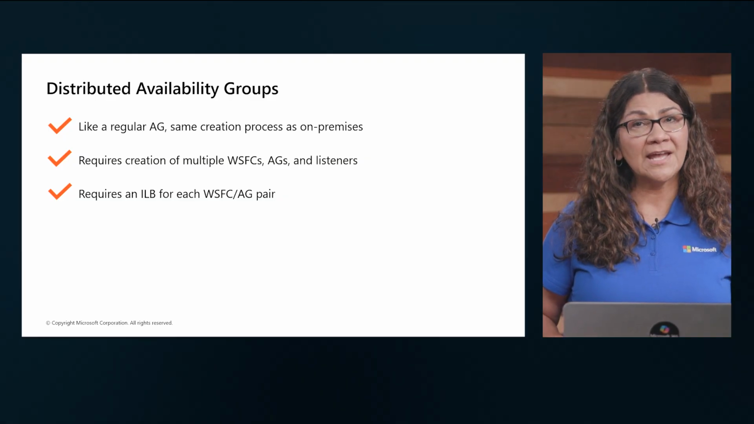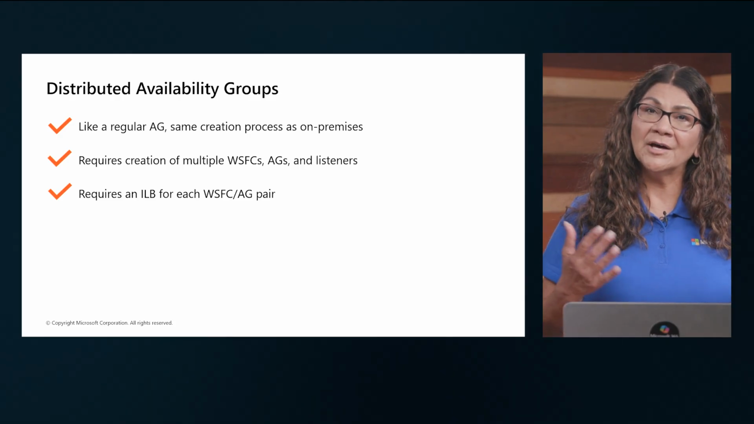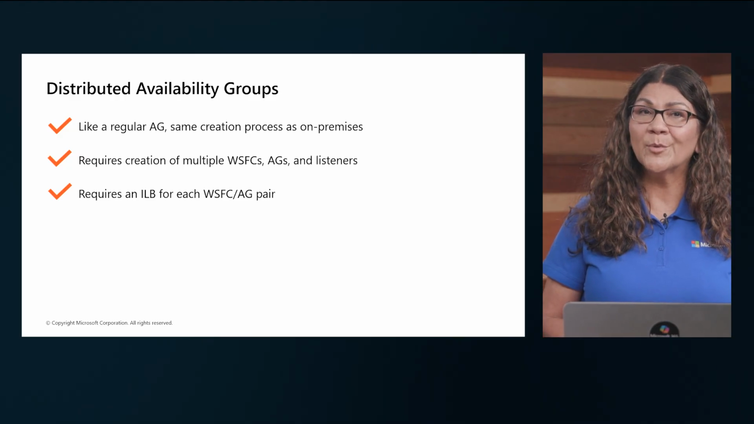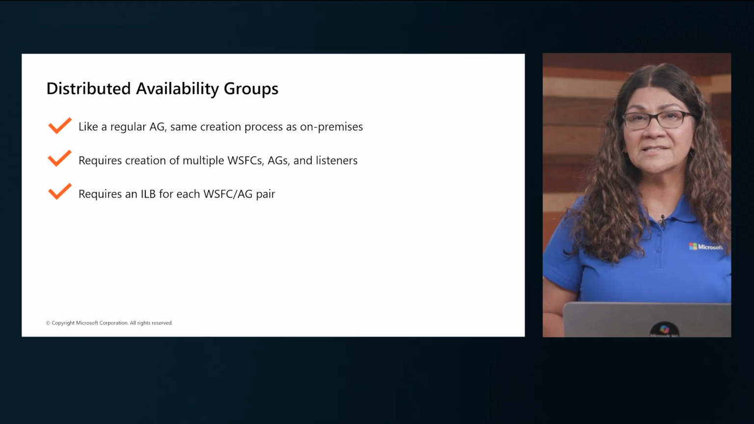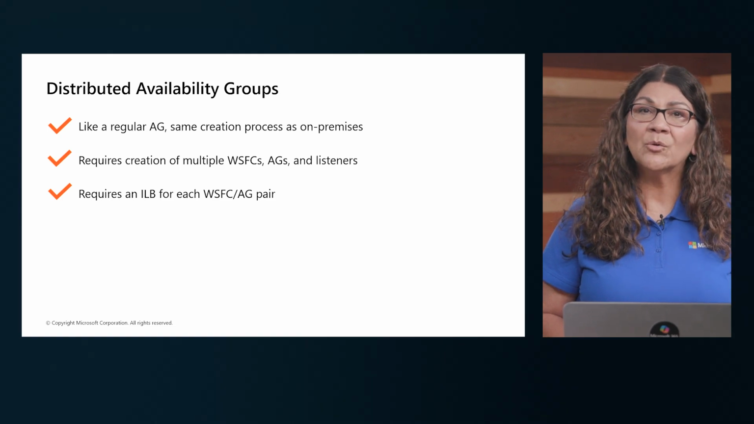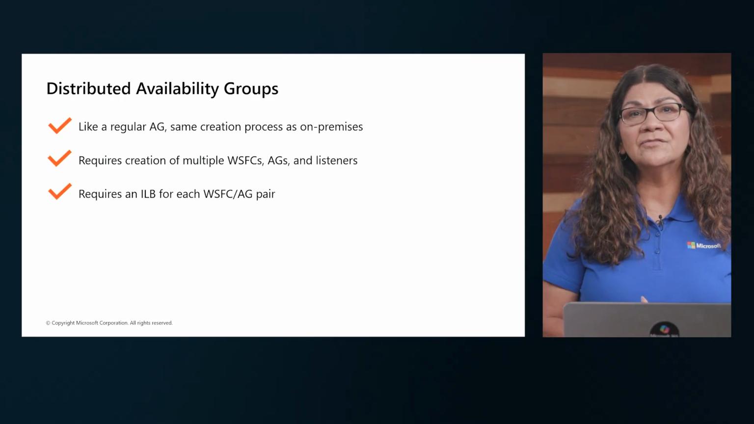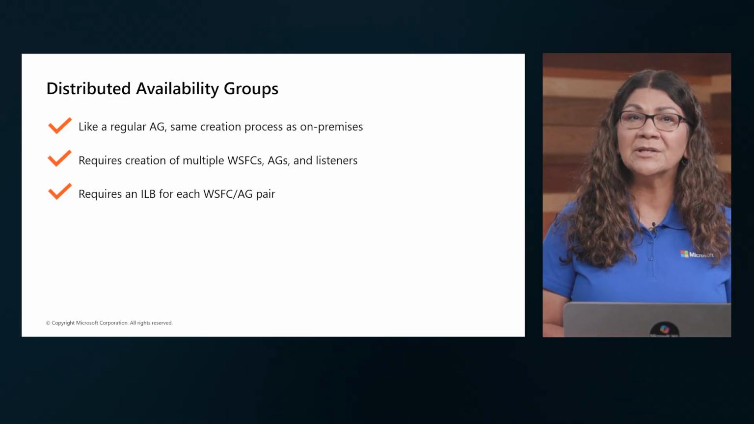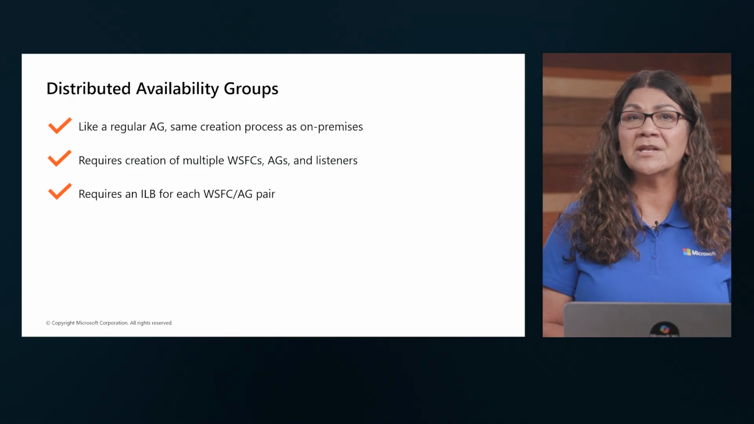Setting up a distributed AG in SQL Server follows the same process both on-prem and in Azure, with the added complexity of creating multiple Windows Server failover clusters, availability groups, and listeners. Each WSFC AG pair requires its own internal load balancer, and in Azure, the configuration must include the AG endpoint port, typically port 5022, as part of the load balancer setup in each region.